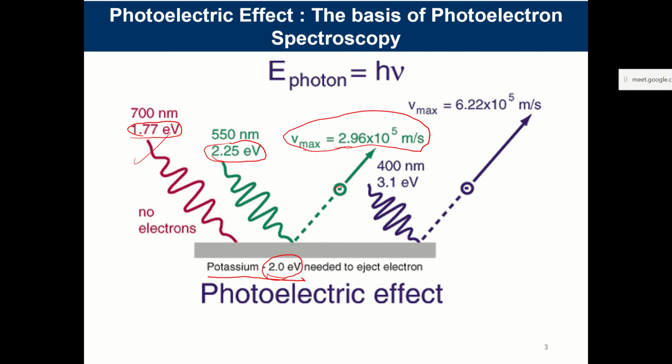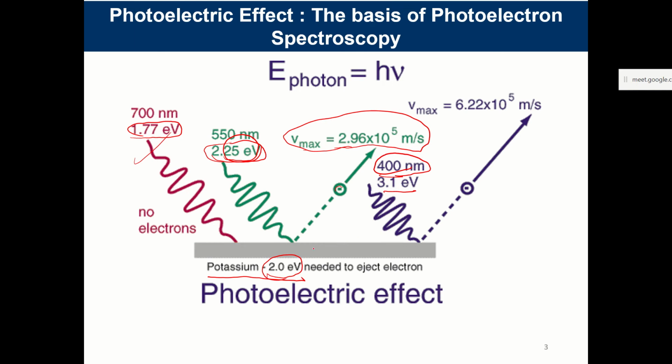So 2 eV is the electron, just take away the electron. The rest of it, you have 0.25 eV extra, and that has been converted into the kinetic energy of the electron. Similarly, if you look at the blue light, which is 400 nanometer, violet light 400 nanometer, which is 3.1 eV, so it is even 1.1 eV extra that you are giving it.